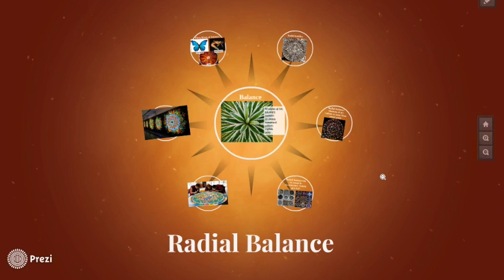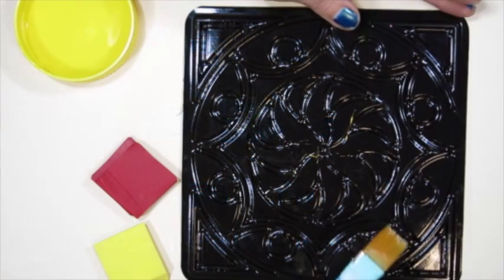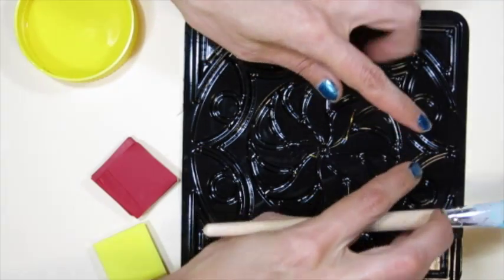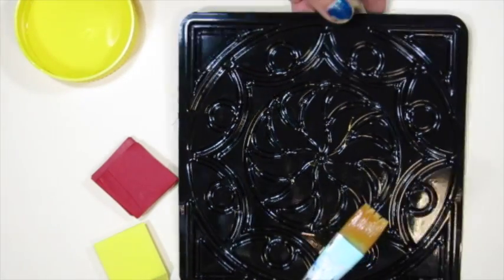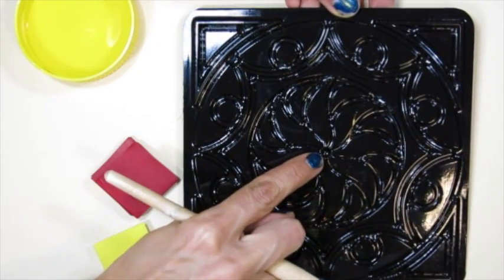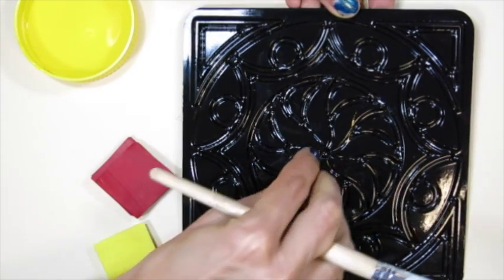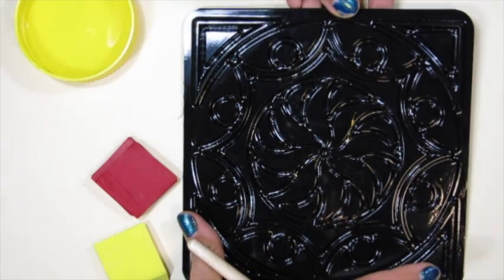So there you have it. Now let's chat about our radial design. Today you're going to create a radial design. The plate already has a radial design on it. You can see that the design started in the center and radiated or continued out.